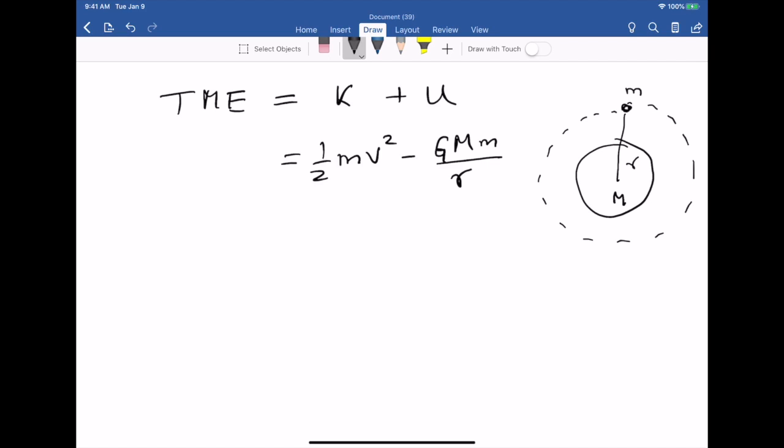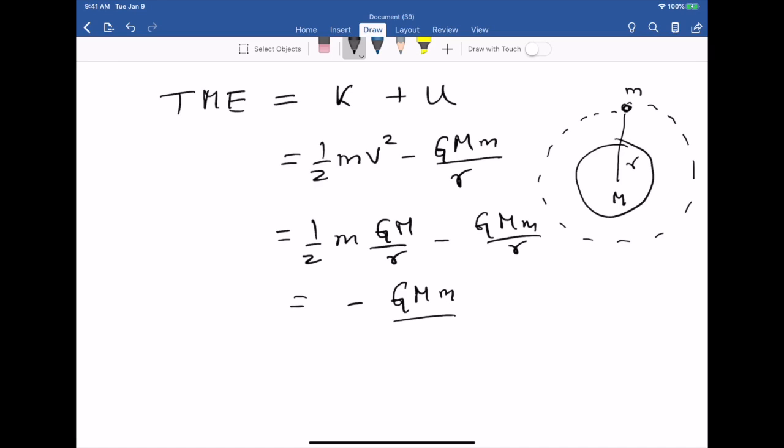Okay, now we already have an expression for v squared. So we've derived this earlier. So v squared is simply GM divided by r. So minus GMm divided by r, and you can just simplify this. So this would be minus GMm divided by 2r. If you just simplify it, you factor out the GMm over r and you get half minus 1, which is negative half. So that is the total mechanical energy of a satellite.